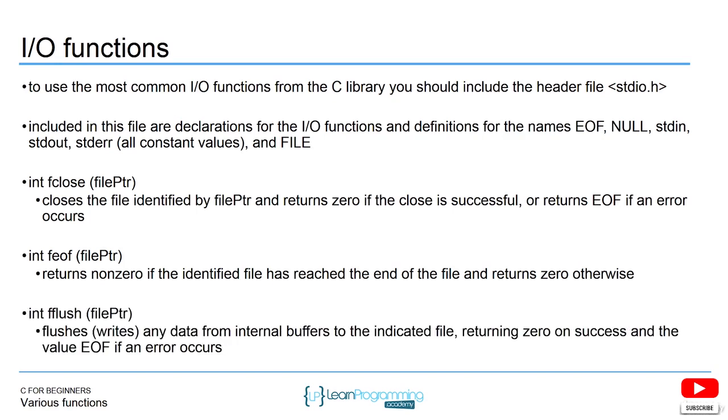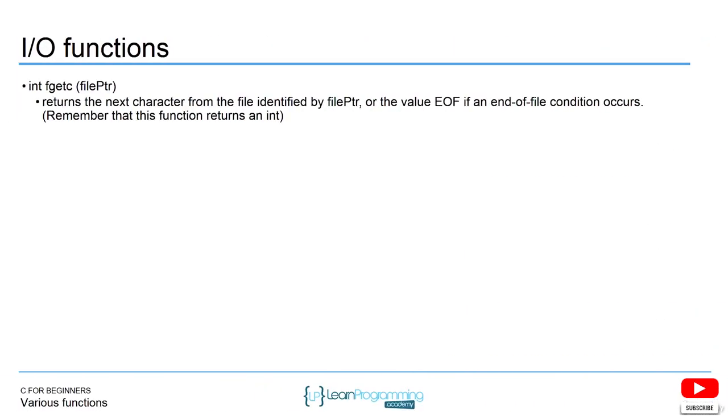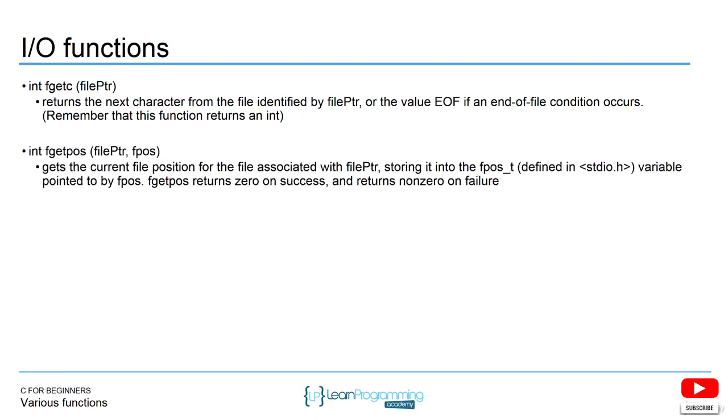fflush, this is a function that will flush all the data of the internal buffers. Sometimes you need to do this when you want to start over, but you're basically just getting rid of anything inside of a buffer. We also have fgetc. This is reading in individual characters, takes a file pointer. We have fgetpos. This is one of the position functions. It gets the current file position for the file associated with the file pointer and stores it in an fpos_t type, which is defined in stdio.h as well.